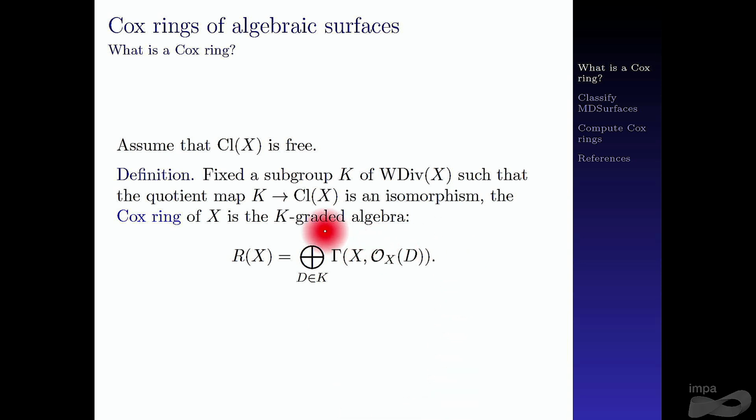Okay? This is of course an algebra over the complex numbers. It is an algebra because we have a sum here, and the multiplication is just the multiplication of rational functions. So let me just recall that here, this gamma is the usual Riemann-Roch space.